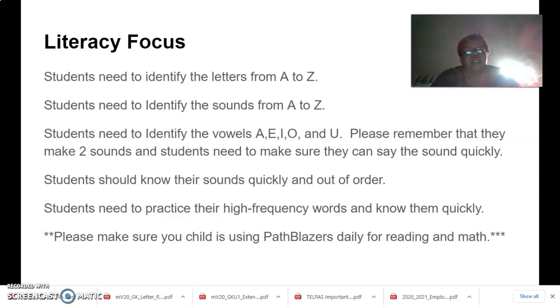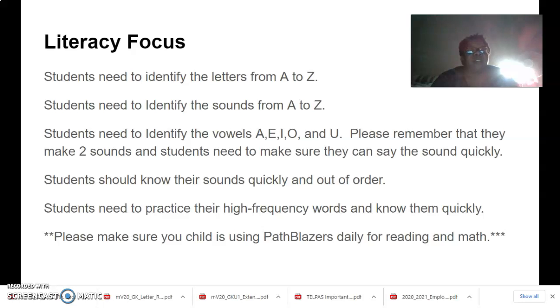Also, make sure that you check them and test them on the letters out of order, so that they're not just singing the ABC song. So just randomly pick different letters and ask them what's the letter, and also the sound. The big focus is the sounds.